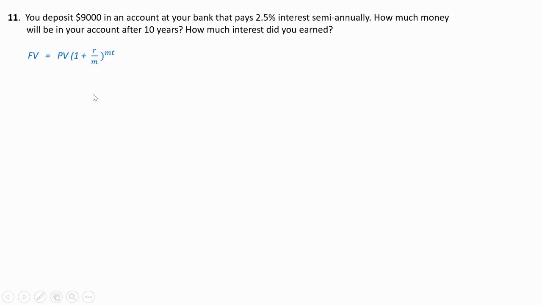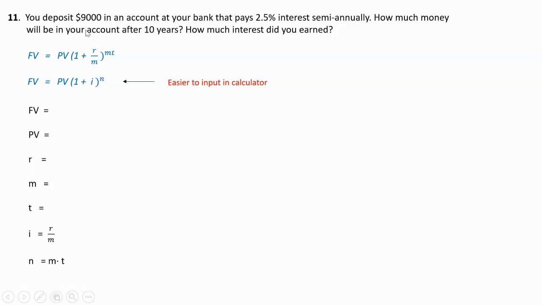So this is a formula that you'll be using. But in my opinion, it's easier to use the second one, because my I is equal to R divided by M, and my N is equal to M times T. You see, this is easier to input in the calculator. So there are 7 things that you have to account for: the FV, the PV, the R, the M, the T, the I, which is equal to R divided by M, and the N, which is equal to M times T.